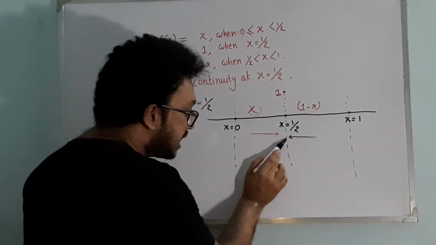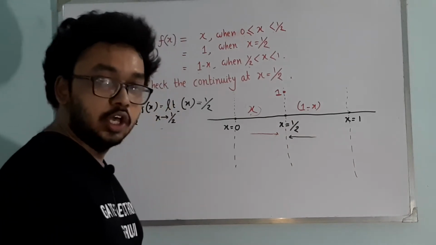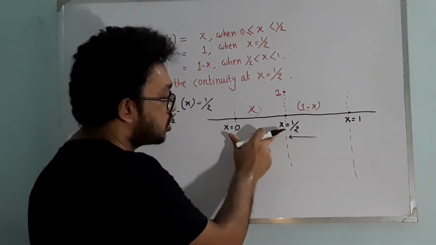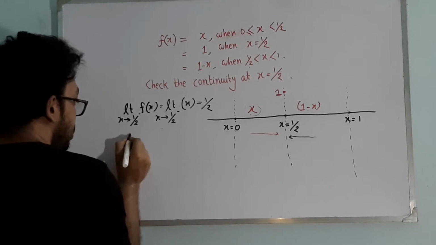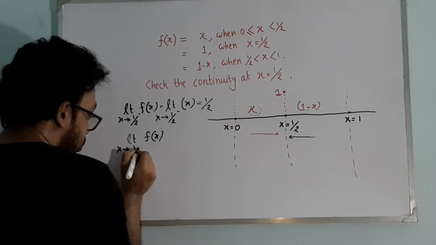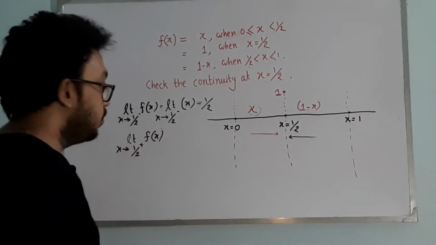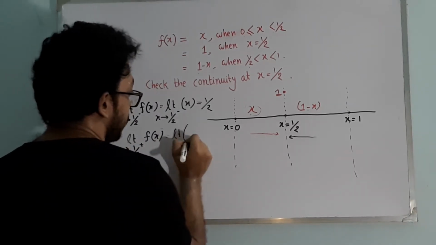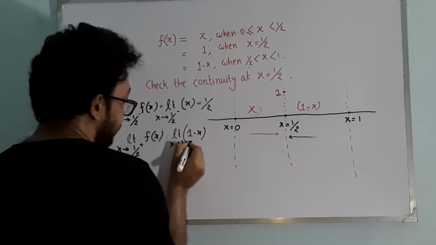And we see that just in the right neighborhood of x equal to half, f(x) is equal to 1 minus x. So while evaluating the right hand limit of the function f(x) at x equal to half, we will take f(x) as 1 minus x, right? So the limiting value of the function f(x) when x tends to half plus, this plus sign means that right hand limit is being evaluated at x equal to half, will be same as limit of 1 minus x as x tends to half plus, right?